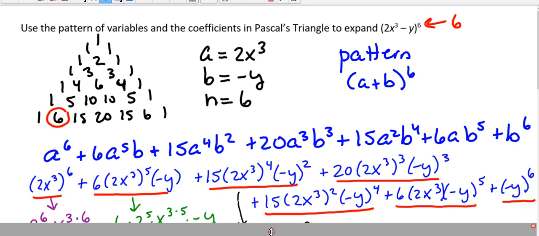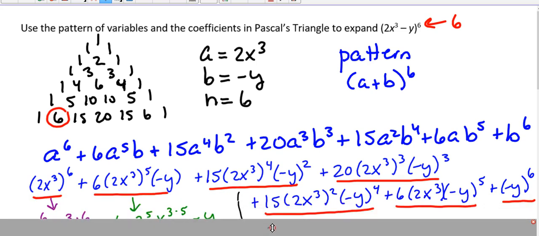Now this takes me more than one line because I can't write this all the way across. It's too wide. Notice, if you look at the red lines, I have 7 terms altogether. So whenever you have something to the sixth power, you're going to end up with 7 terms. When I talk about a term, it's anything that's all multiplied together. In between the terms are addition or subtraction. So take a minute to look and see how I've inserted the 2x cubed and the negative y every place there's an a and b. Be very careful with your parentheses on that.